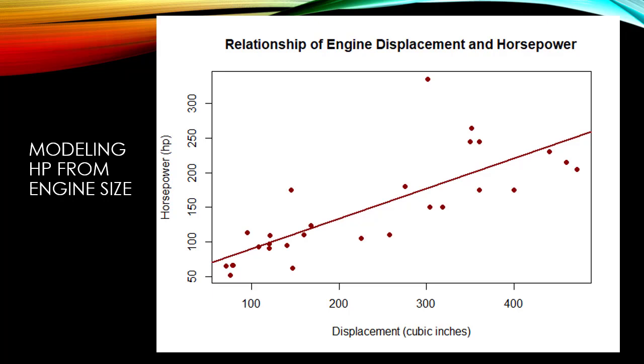Here's how it works. The horsepower of every automobile deviates from the line by some amount. Notice that I'm referring to distance or deviation from the line in the vertical direction because horsepower, our response variable, is on the vertical axis.